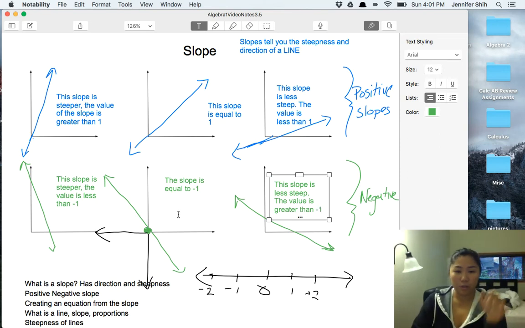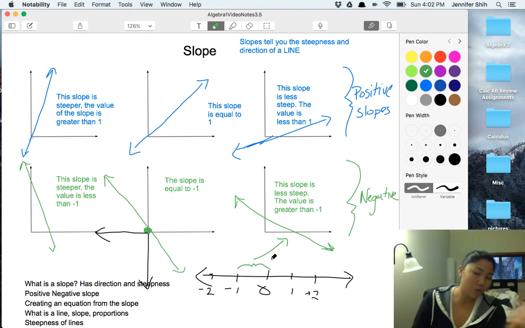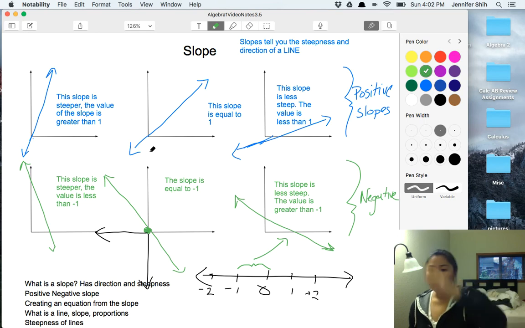So if we're looking on our number line over here, this slope will lie somewhere in this range. It's going to be less than 0 because it's going to be negative, but it's going to be bigger than -1. So it might be like -1/2 or -1/3 or -3/4. It's going to be along that line. Positive slopes look like this direction. They go this way. And then negative slopes go the other direction.